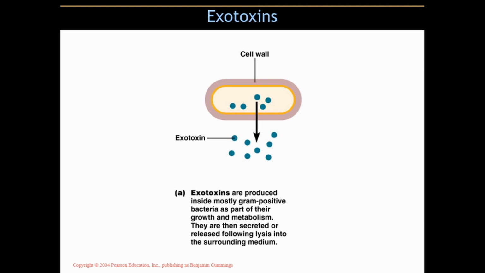So this very simple diagram shows where they're coming from. You've got a simple bacterial cell, and then you have the exotoxins coming out of them. And as you see here, they're produced mostly by gram-positive bacteria. It's part of their growth and metabolism. Lysis can cause their release into the surrounding medium, but they also secrete these exotoxins as well.